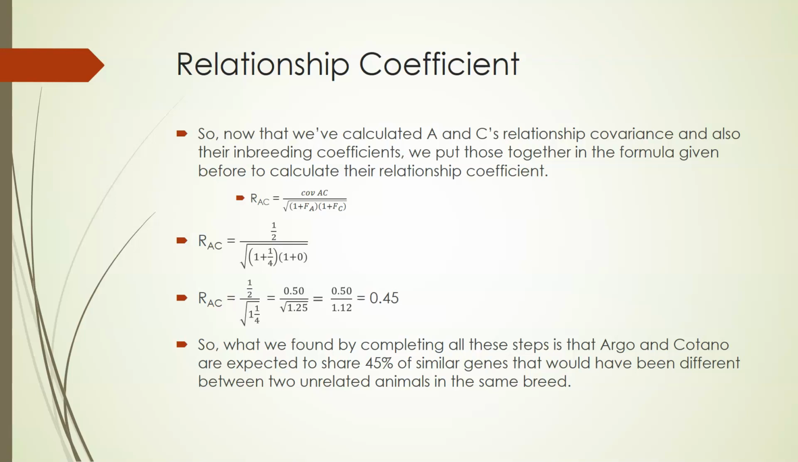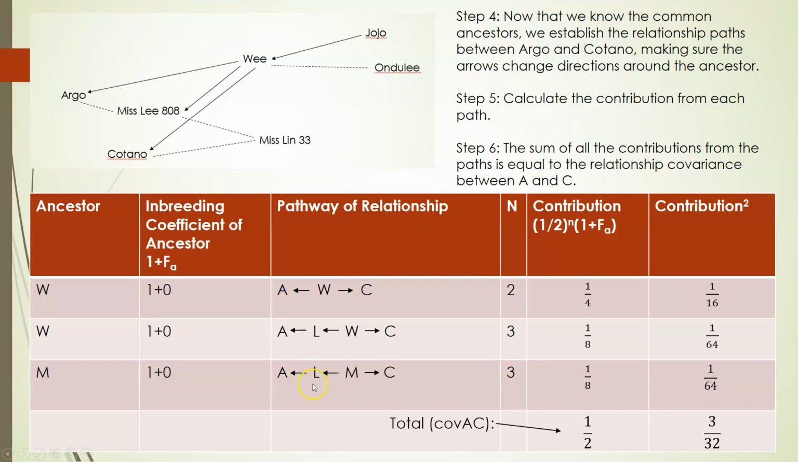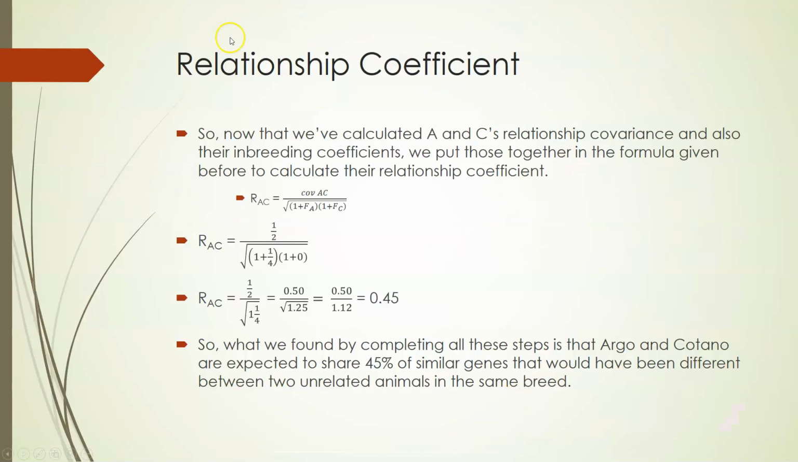So now that we've calculated all that we need, we can actually plug this into our relationship coefficient formula and we can get what their relationship coefficient is. So expressed here is the formula specific to A and C, Argo and Catano. So we put them together. We know that from this right here, we calculated all the common ancestors and their pathways, and we came up with the contribution that they all three give, and we got a half. And this is our covariance of A and C. So we plug half in right up here, because it's the relationship covariance of A and C.